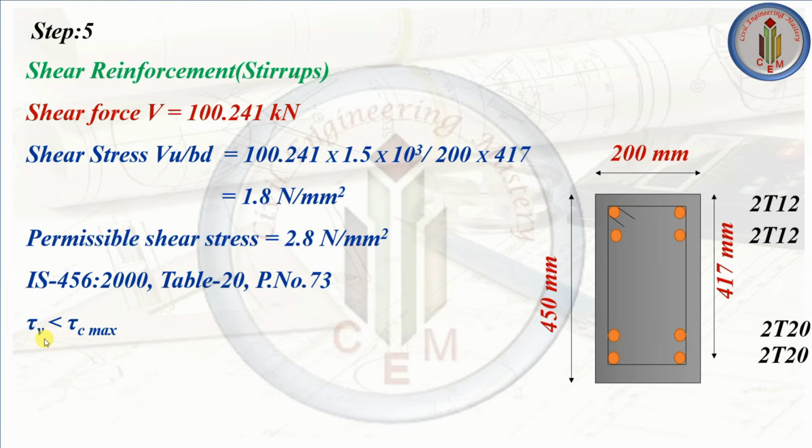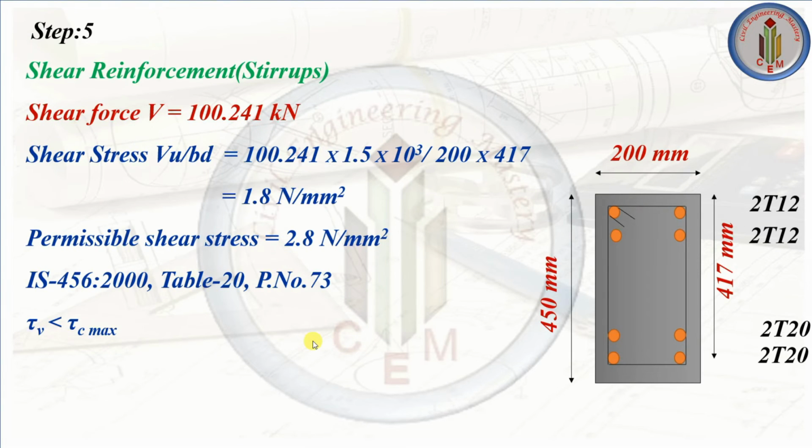Always keep it in mind: the shear stress, whatever we calculate, should be less than the permissible shear stress. So 1.8 is less than 2.8 Newton per square millimeter. This satisfies the criteria. So whatever width and depth we have assumed is safe to resist the shear force of 100.241 kilonewton.